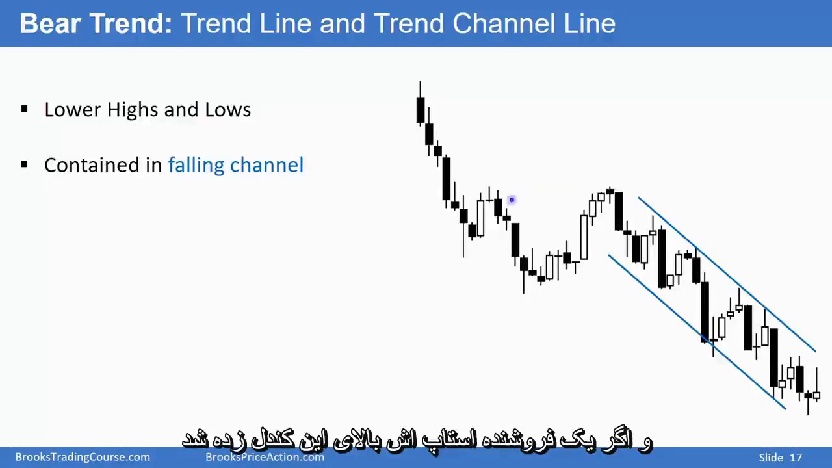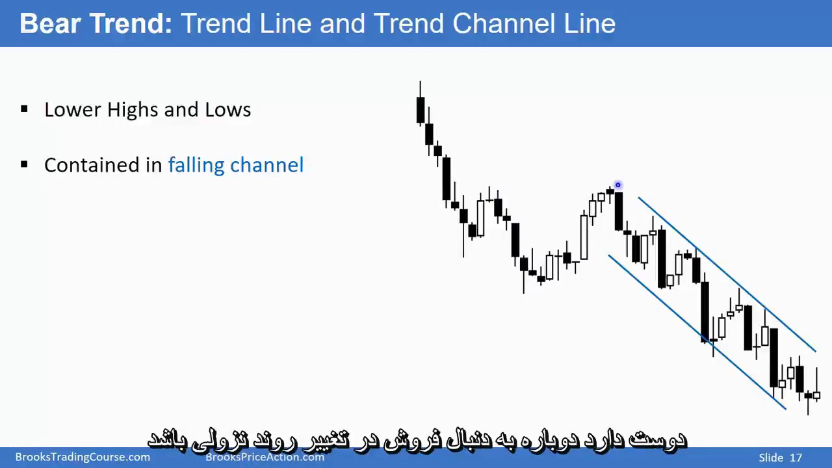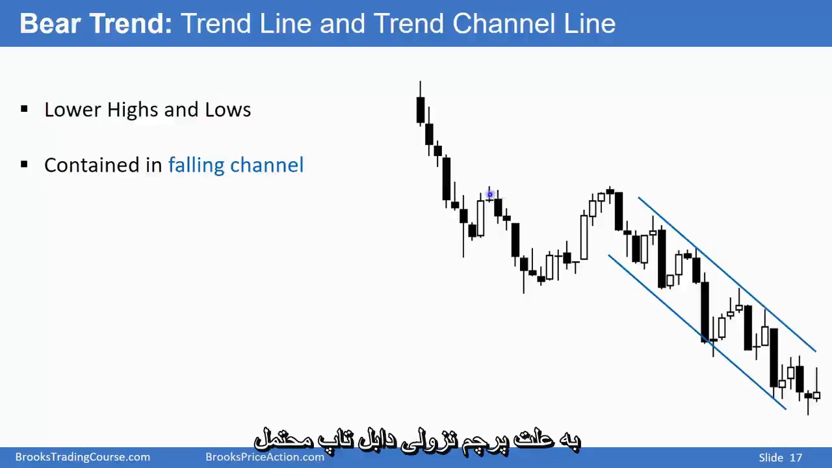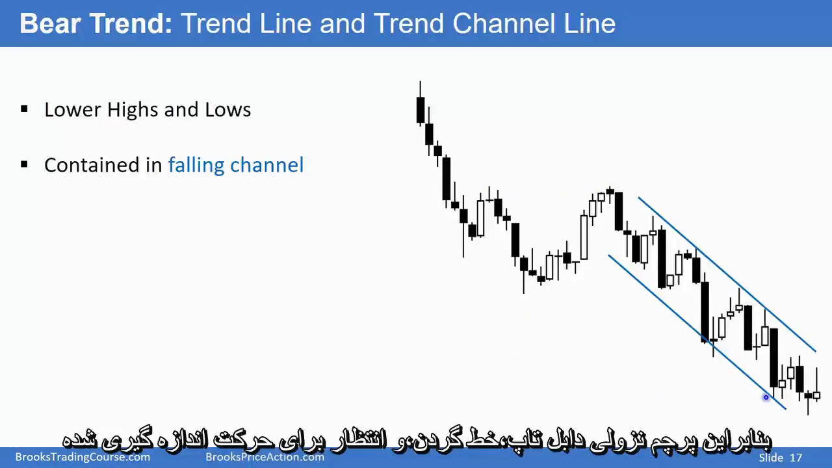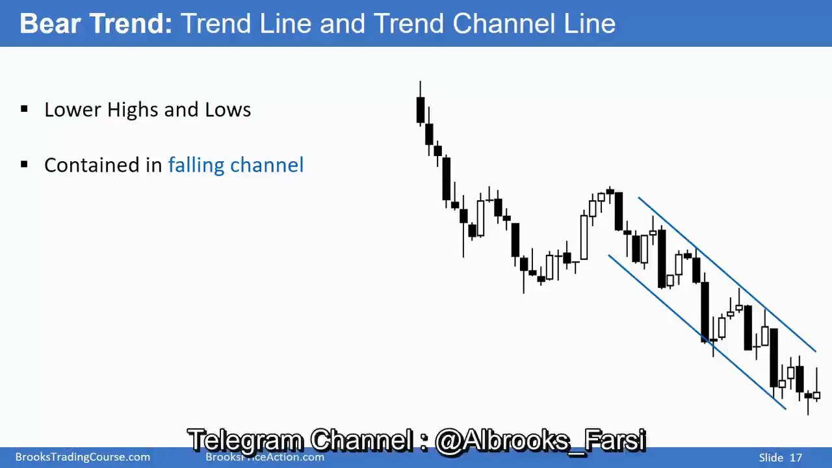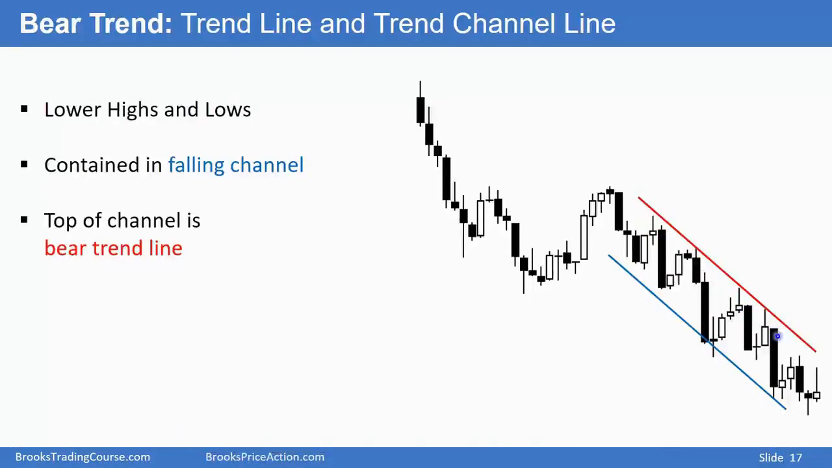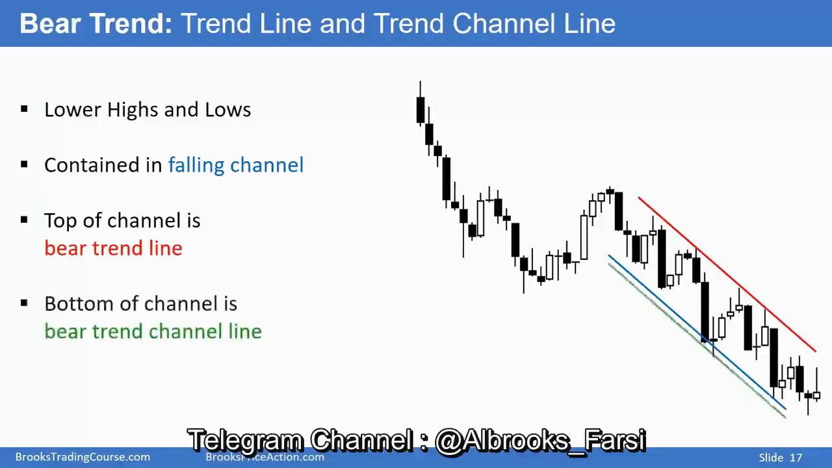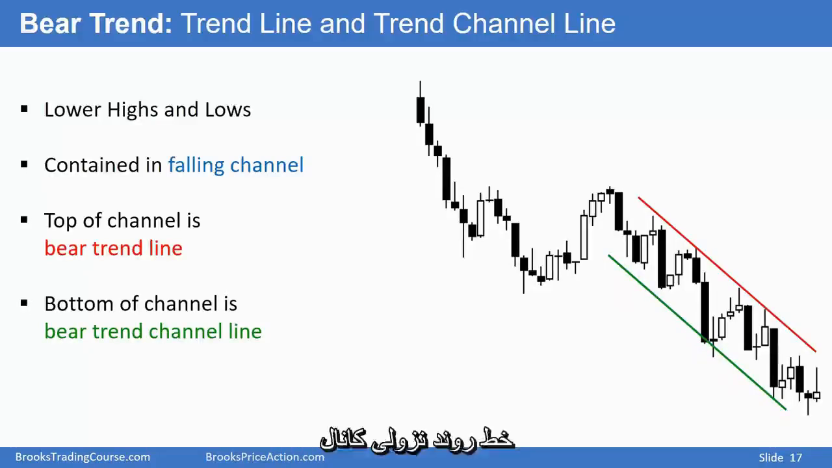And if a bear did exit on a stop above that bar, he would look to sell again on a reversal down because of a possible double top bear flag. So double top bear flag, neckline, looking for a measured move down. The top of the channel is the bear trend line, and the bottom is the channel line. So bear trend channel line.